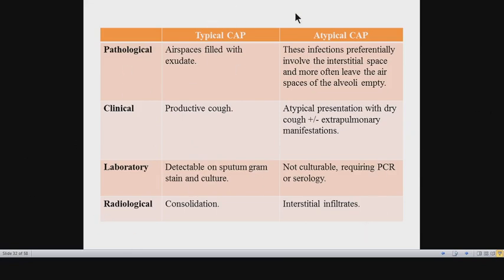Then finally, we compare between typical and atypical organisms based on the radiological findings. In typical community-acquired pneumonia, you will have consolidation due to filling of the air spaces with exudate. While in atypical community-acquired pneumonia, you will have interstitial infiltrates. You will not have consolidation because the air spaces are empty. More commonly, you will have interstitial infiltrates, which indicate that there is an inflammatory reaction developing in the interstitium of the lung. And in a lot of cases, it tends to be bilateral interstitial infiltrates. So these are the differences between typical and atypical community-acquired pneumonia.